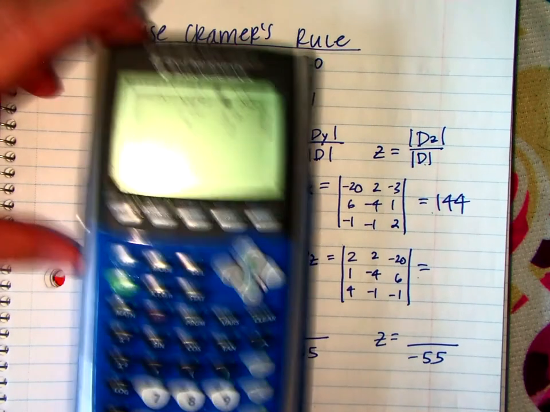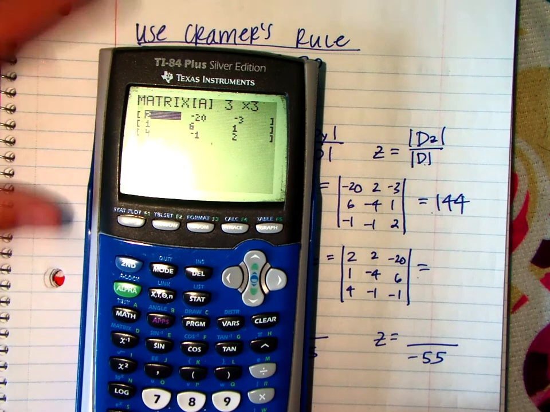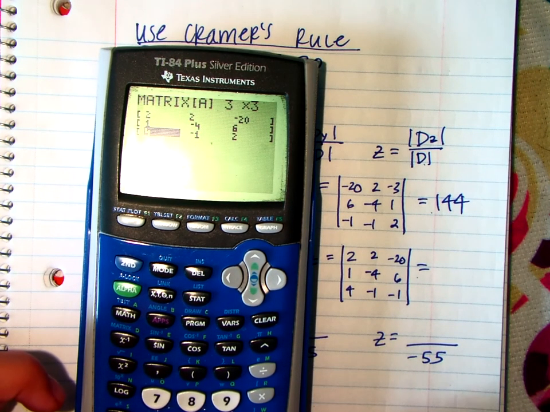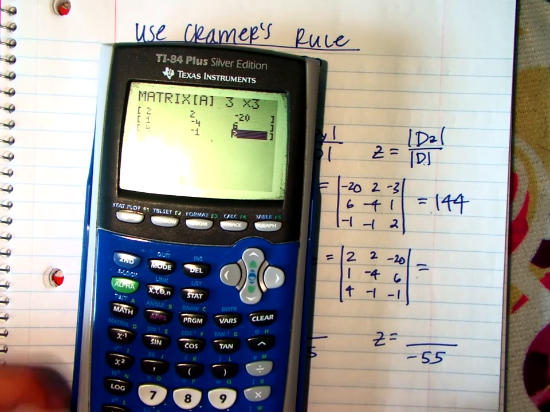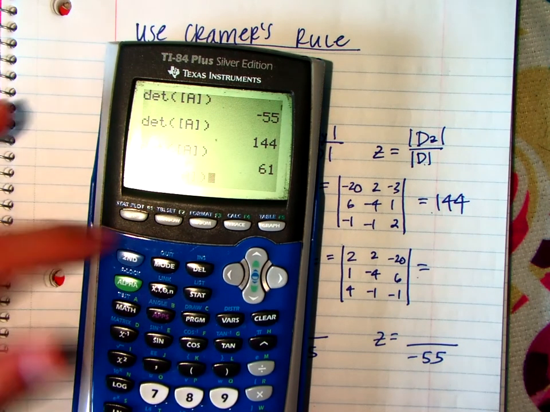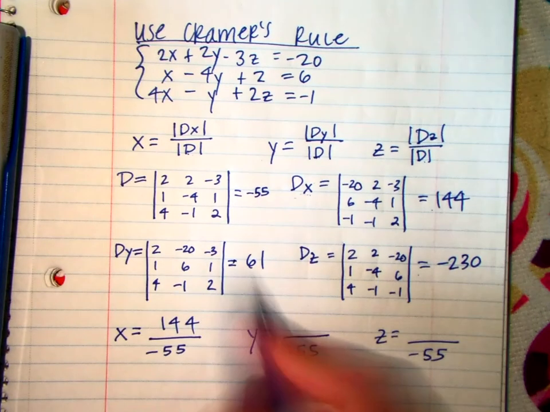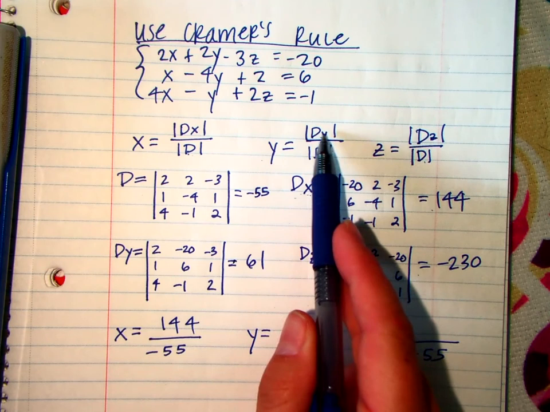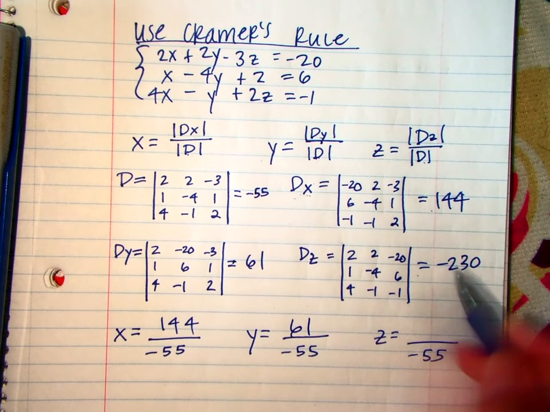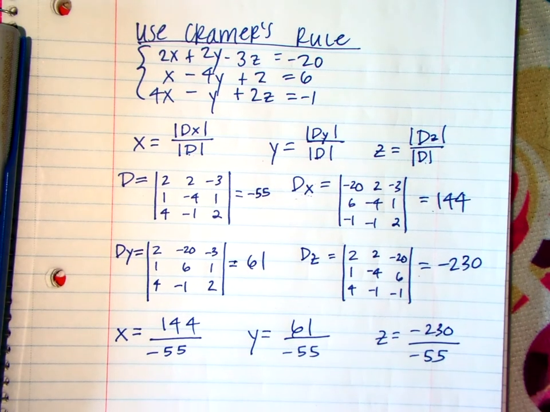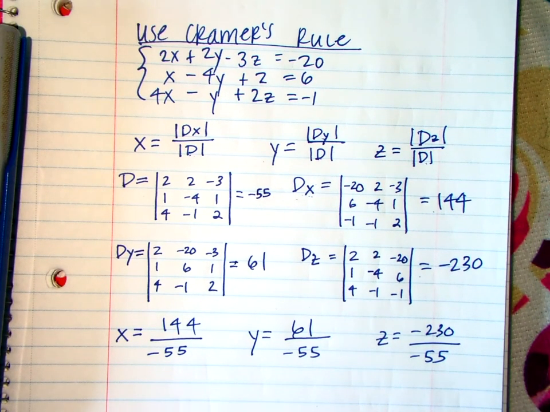So now we need z. Okay, so 2, 2, -20. Okay, 1, -4, 6. 4, -1, -1. All right, last but not least. So this is -230. So y, remember, was the determinant of the y matrix that we created. So 61 goes here, and then z, right? -230 goes here. That was the chair, it wasn't me. All right, so we can see what x is equal to.